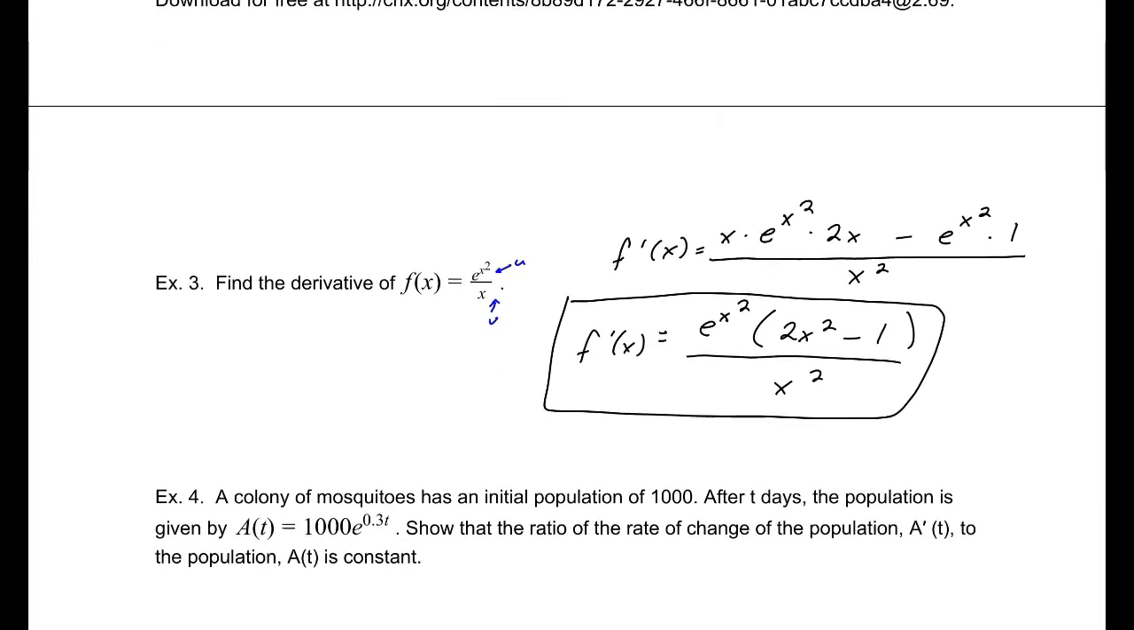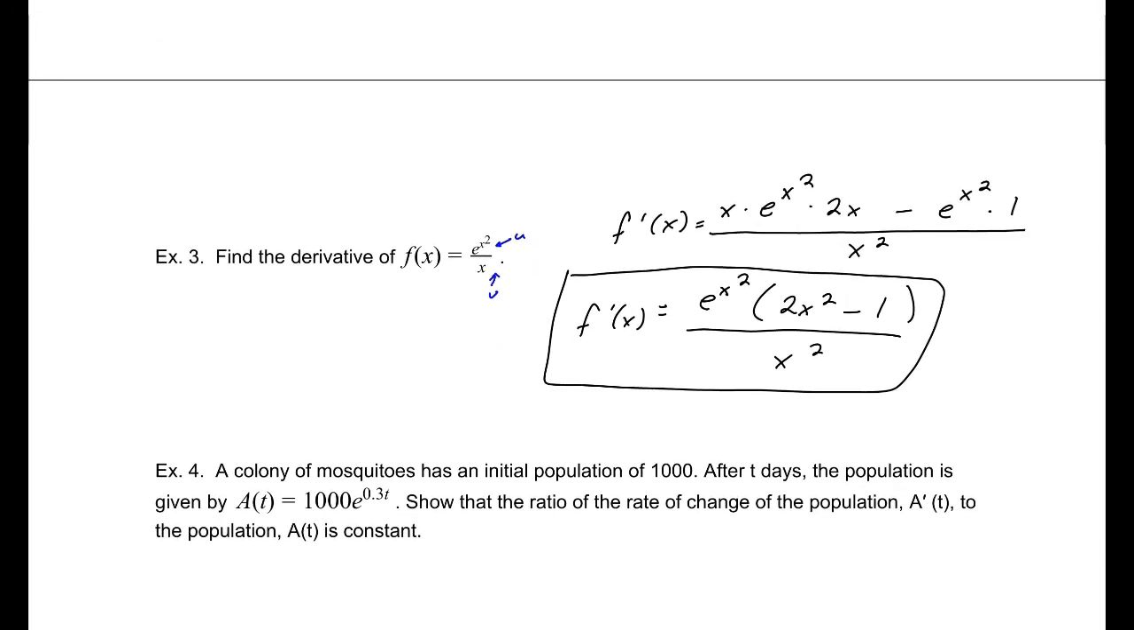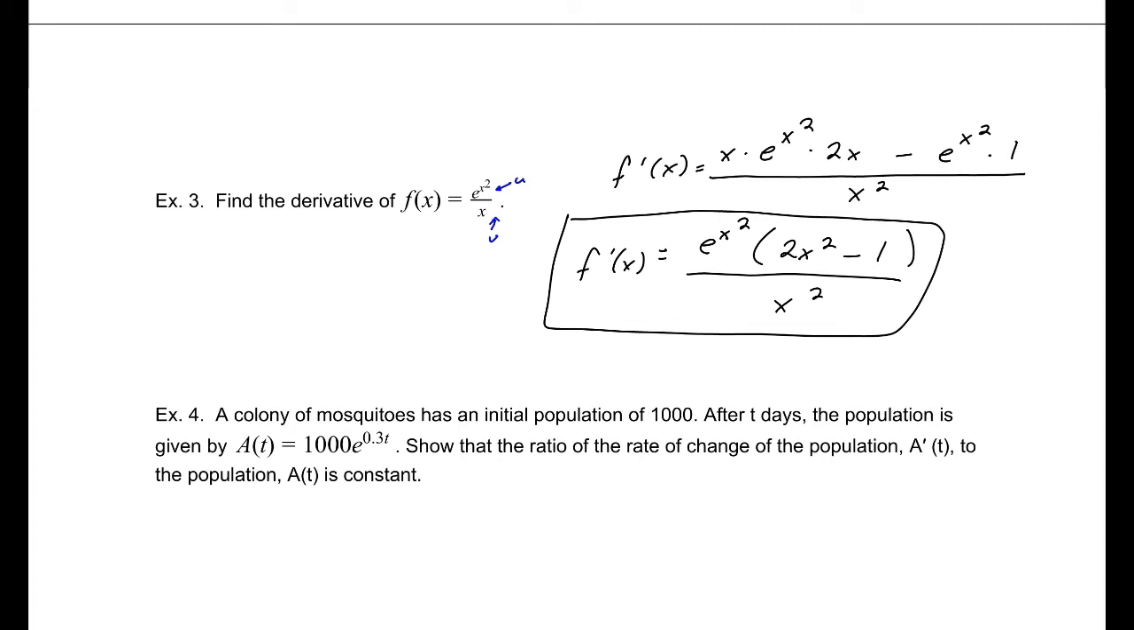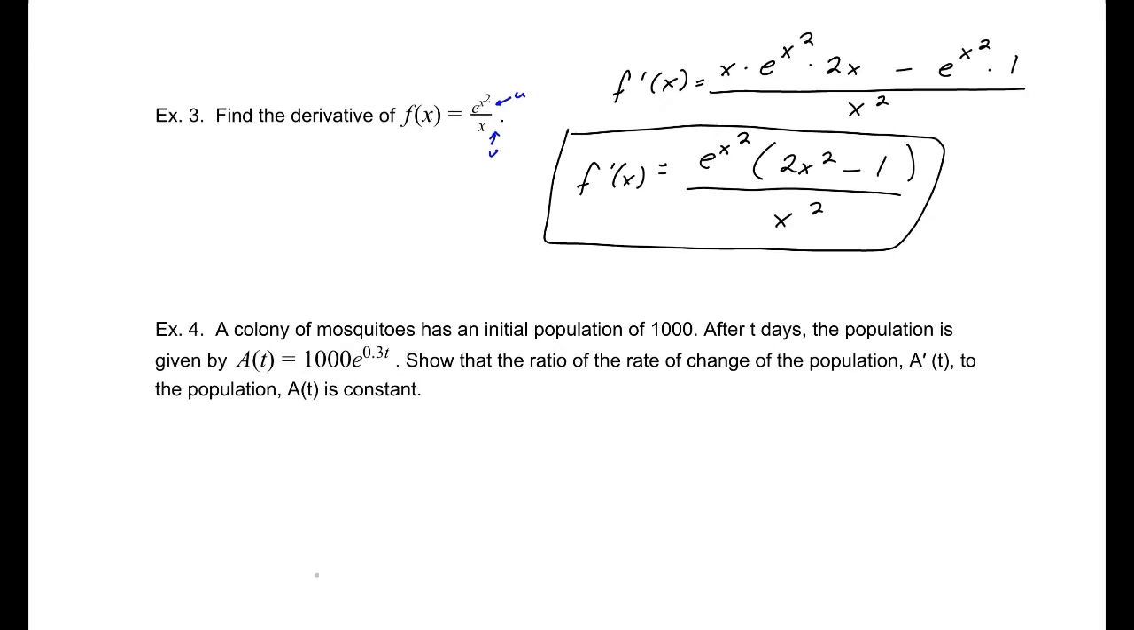Number 4. A colony of mosquitoes has an initial population of 1,000. After t days, the population is given by A of t equals 1,000 e to the 0.3 t. Show that the ratio of the rate of change of the population, A prime of t, to its population, A of t, is constant. So in the end, what we actually want to show is that A prime of t divided by A of t is some constant.